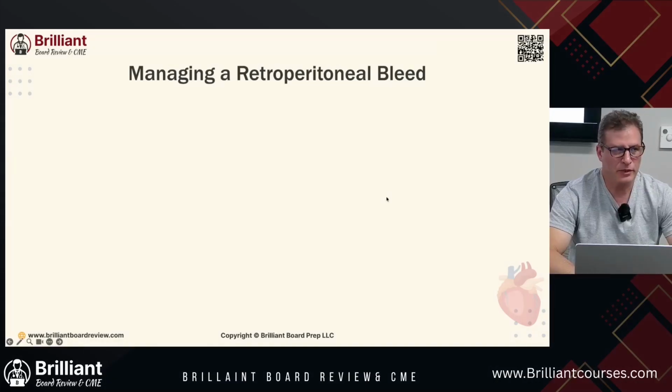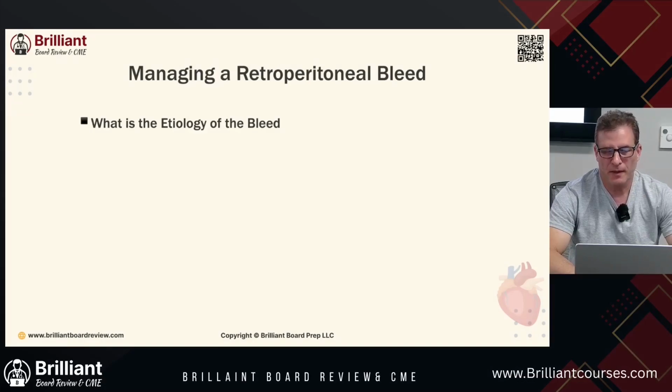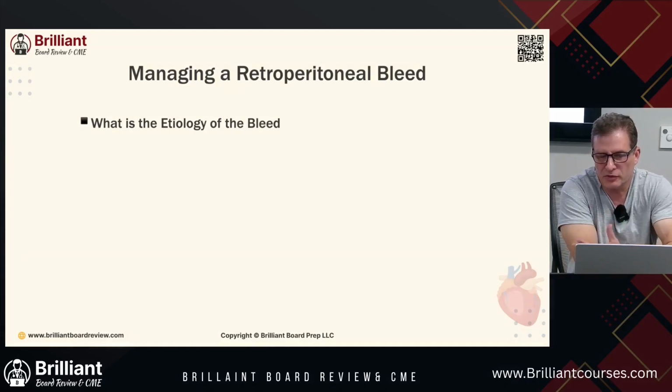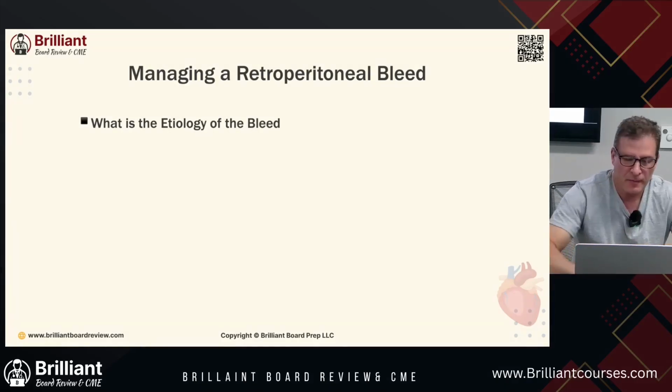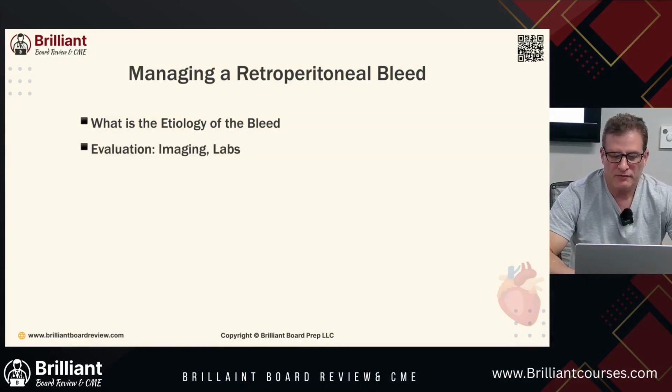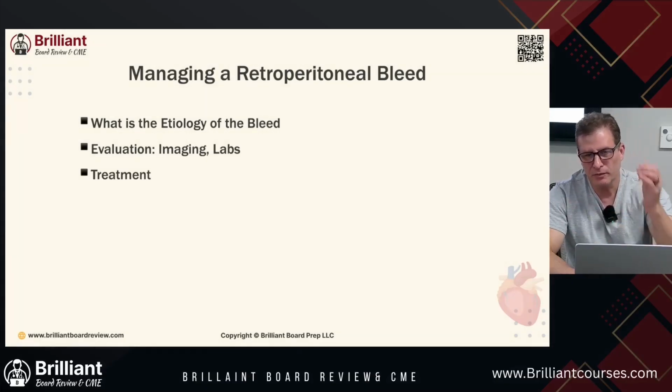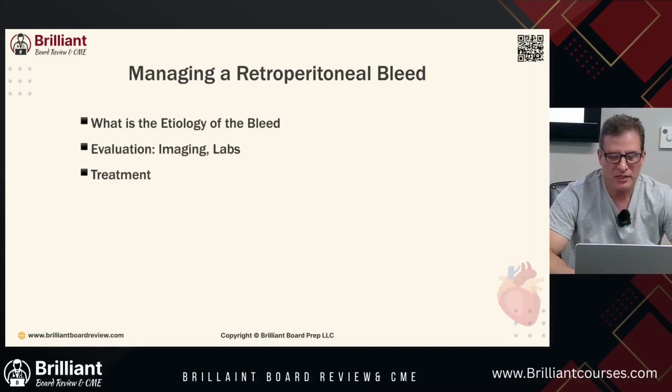We're back to our regularly scheduled program of managing a retroperitoneal bleed. So what is the etiology of the bleed? We already know ours is a retroperitoneal bleed. We need evaluation, labs and imaging, which we have. And then the treatment is going to be based off, remember, we had 3 triplets that have fallen and they have taken different medications.